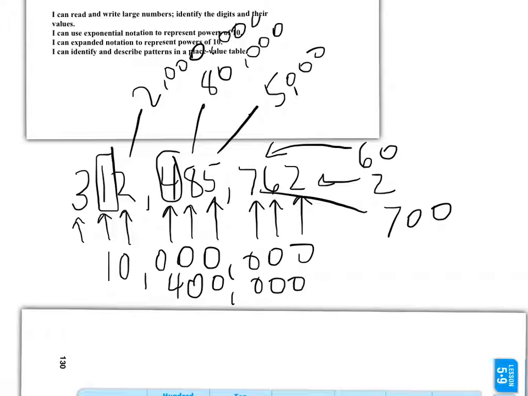I know you probably know all these, but I'm just trying to help you out here. The 3 is 300 million. So that's just a quick refresher on writing large numbers. Identify the digits and their values.